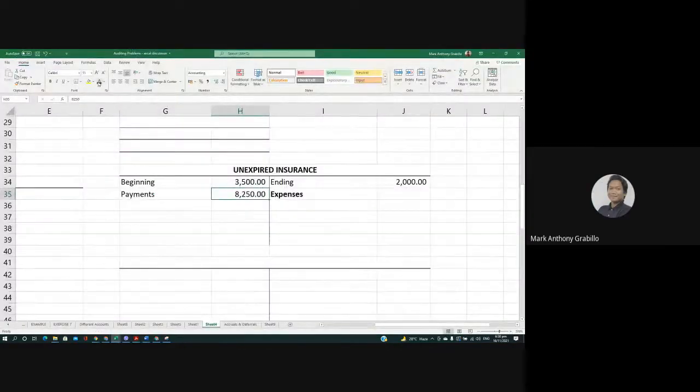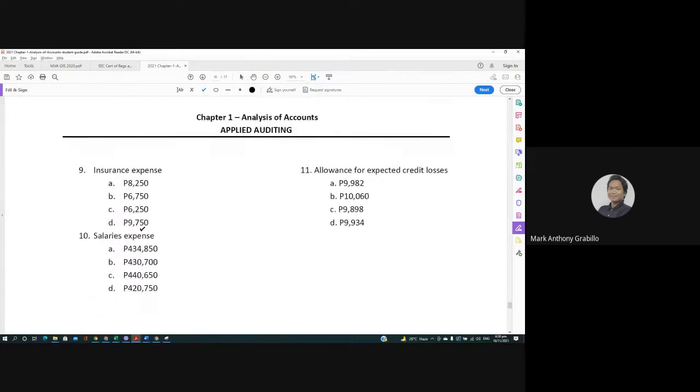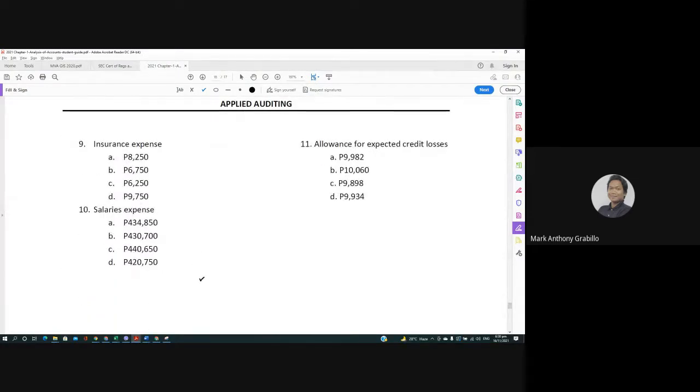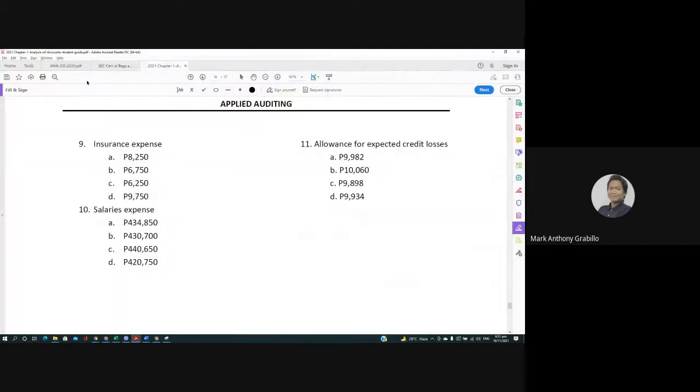All right. So can we now compute the insurance expense? Yes. How much? 9,750. So let's check the problem. Insurance expense, the answer is letter D. So number 9 is letter D. Insurance expense, 9,750.